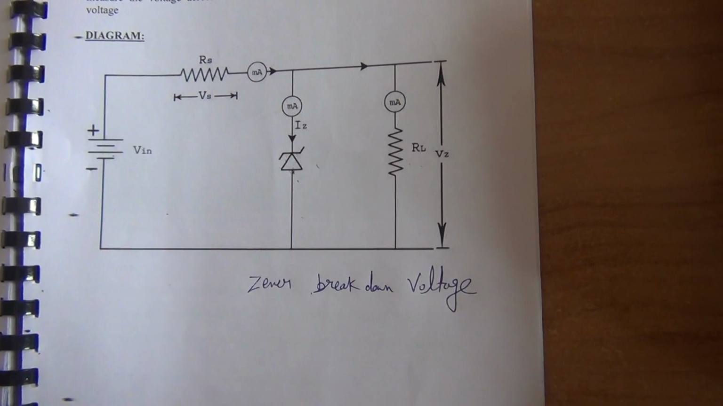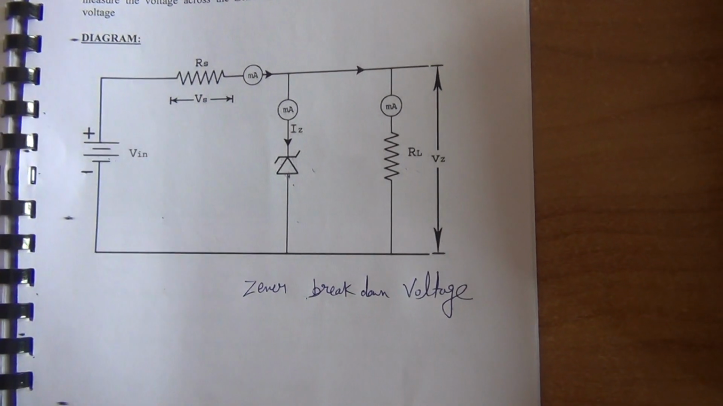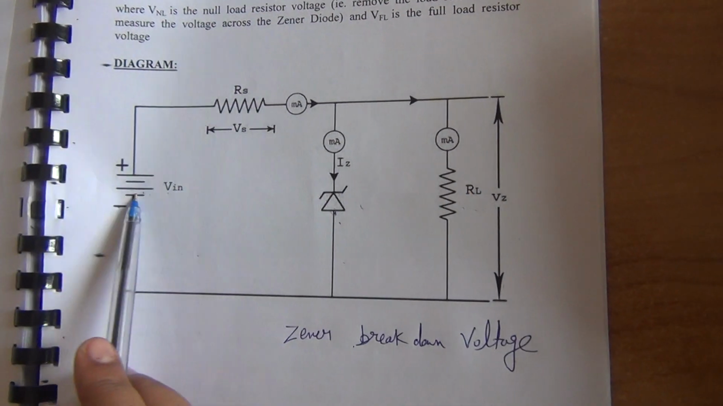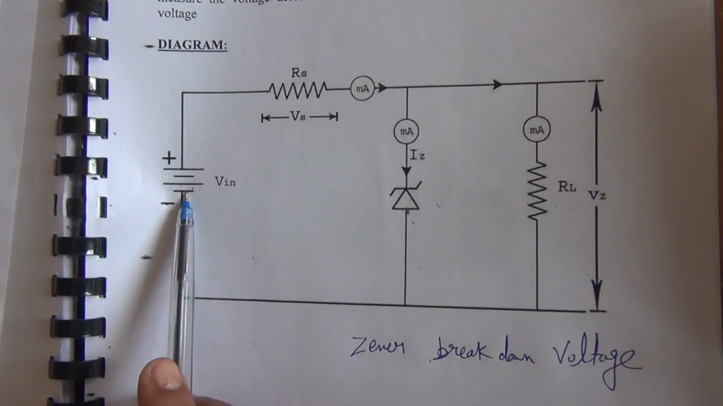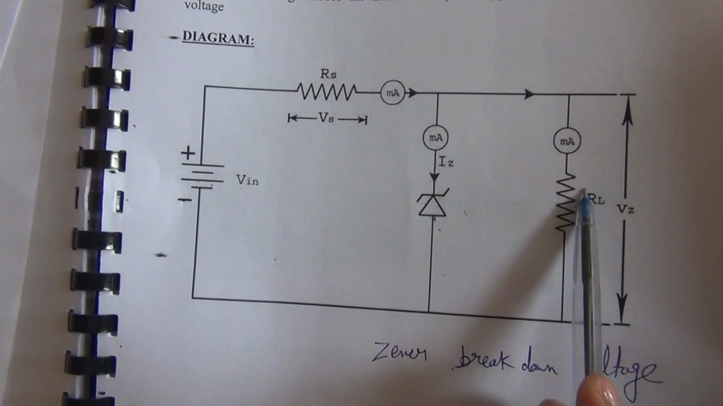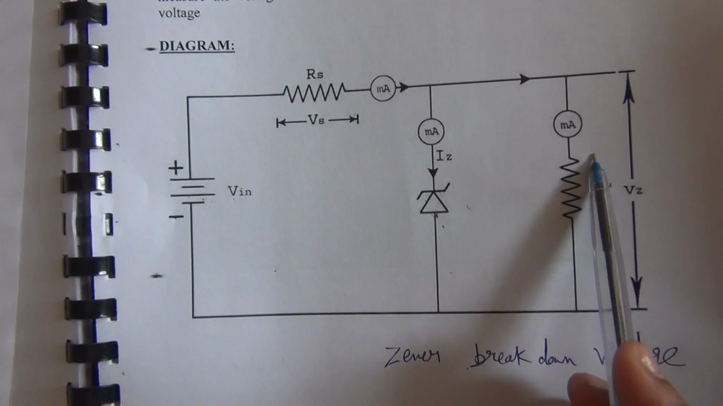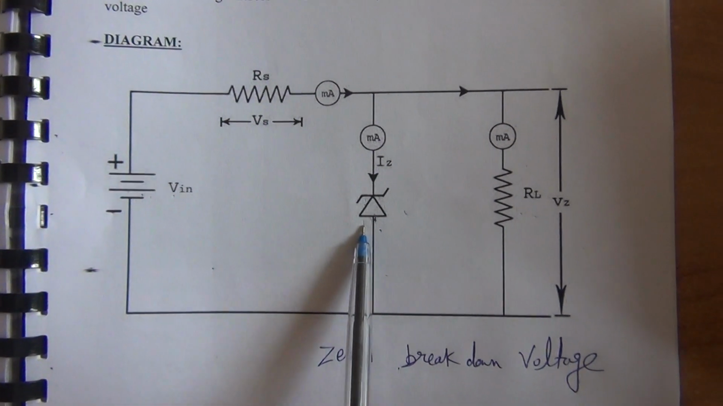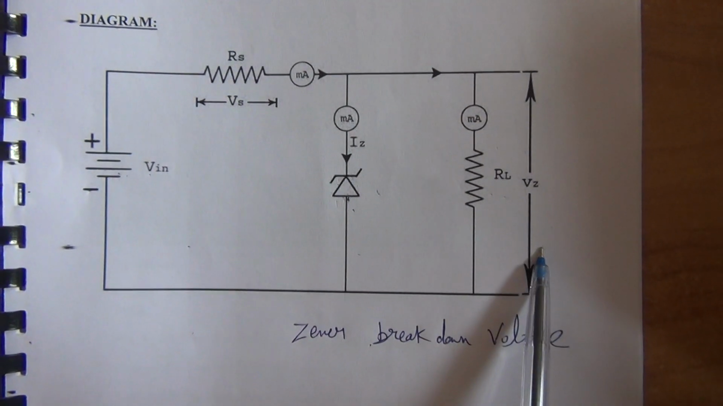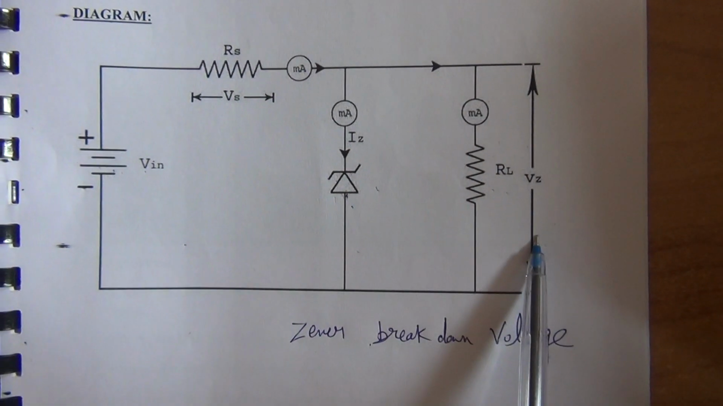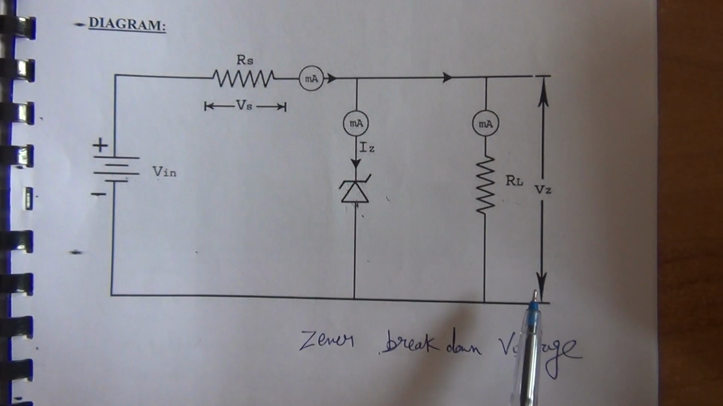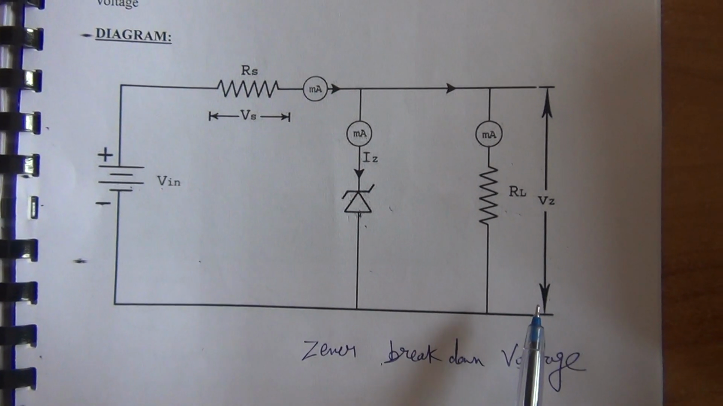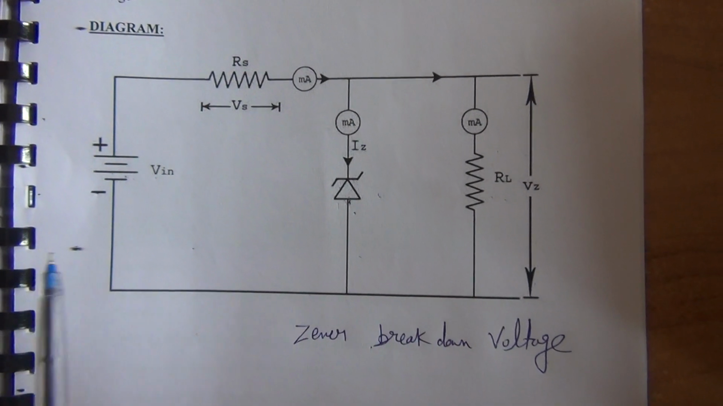So whatever the value of input voltage, whatever the fluctuations in input voltage, and whatever the value of load current, when the Zener performs the action of voltage regulation, the output voltage across the load will be constant. Fine. So this is the function of Zener as a voltage regulator.